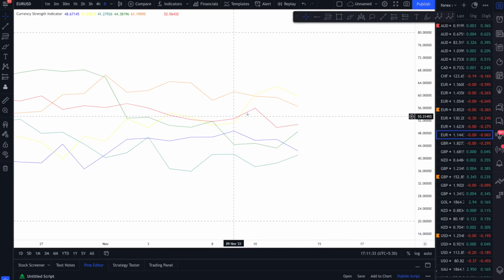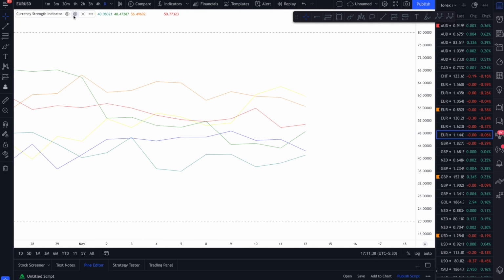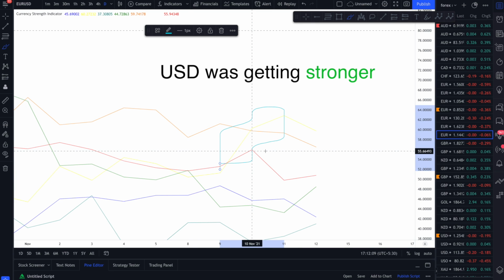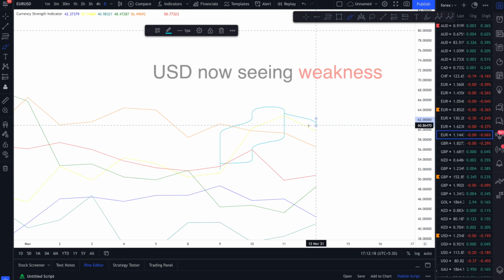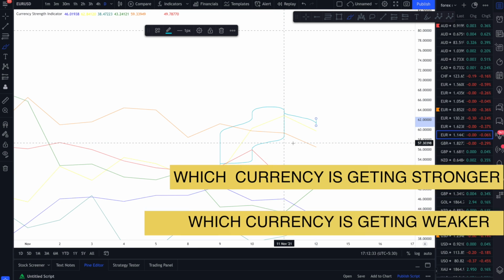Now let us take an example to understand how to read the currency strength indicator. So here on the chart you can see that there are different lines, and in this case let us say this yellow line is for US dollars. Like you can see that the slope of US dollar was moving up, which tells us that US dollar was getting stronger. But then after this, over here you can see the slope started to move down, which tells us that the US dollar is now seeing weakness. In the same way, there are different lines or slopes of different currencies, and you can use this to understand which currency is getting stronger and which is getting weaker.